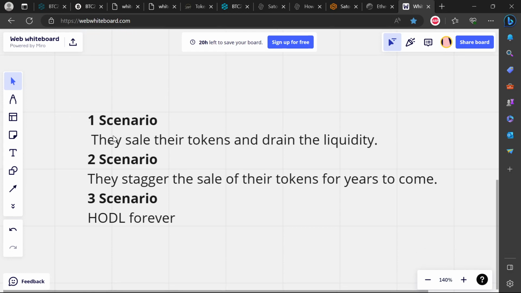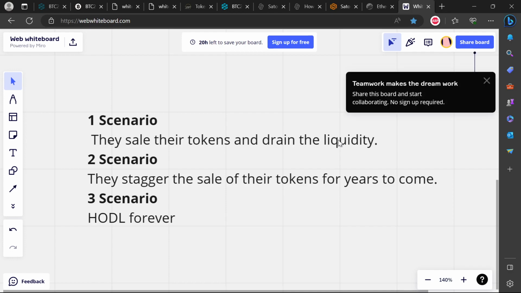So scenario number one, they sell their tokens and drain the liquidity. They just decide, BTC20, we are sick and tired of this project, replying to people in the Telegram group who keep on asking us the same questions again and again. We are tired. Let's just sell the tokens and we go to another scam. This is the worst case scenario for anyone invested into this.